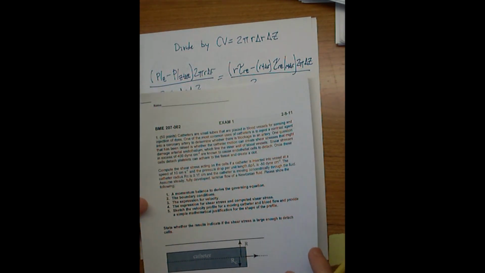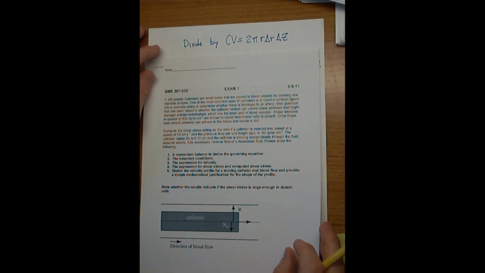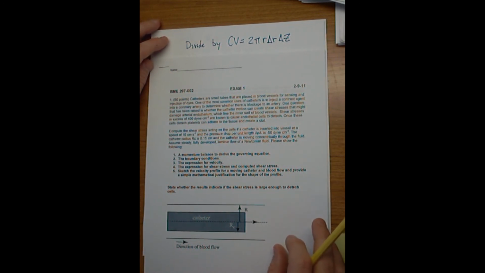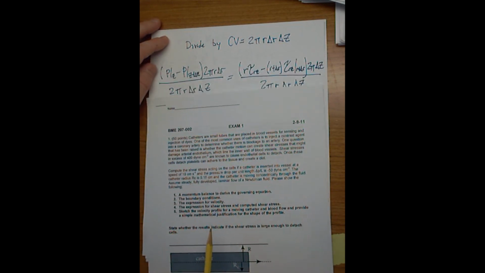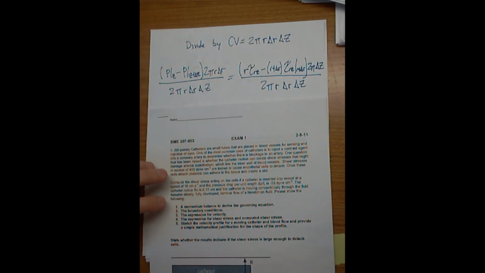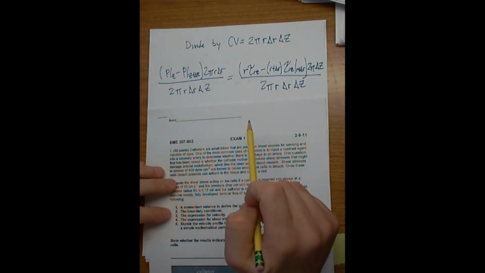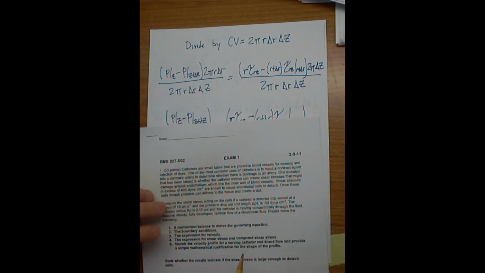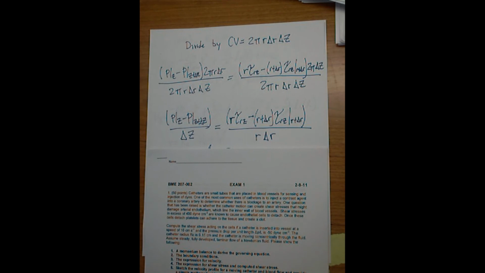So if we take our balance and divide by the control volume, which is 2 pi r delta Z, we get this for our equation. You can see I just went ahead and moved the shear stresses over to the other side of the equation. When you divide it out, this is what you're going to have.